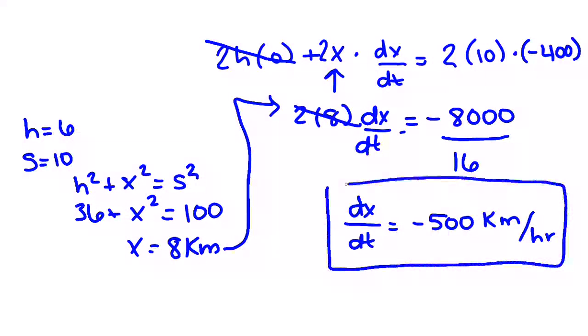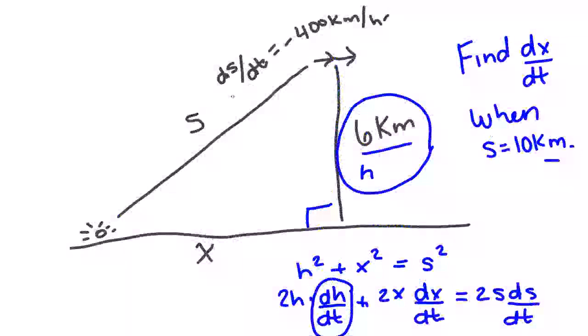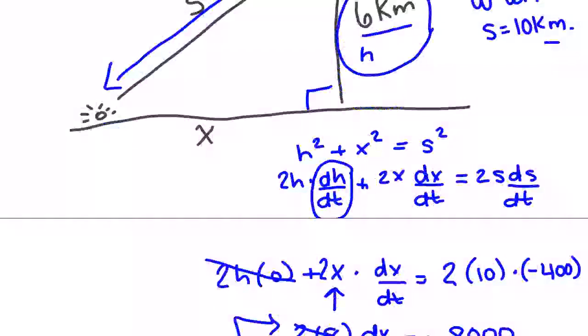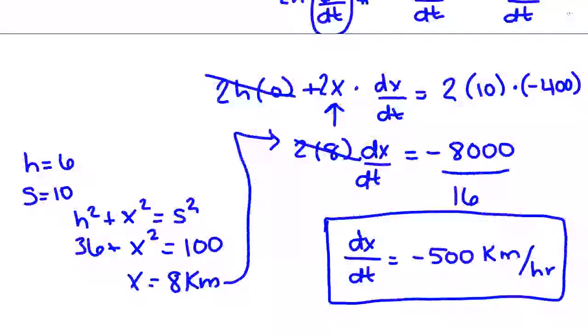Now we can look back at the picture and see if our answer makes sense. They told us that ds over dt is negative 400 kilometers per hour. So that means that the plane is getting closer and closer to this radar tower at a rate of 400 kilometers per hour. But it's maintaining this constant height of 6 kilometers. So does it make sense that this ground distance should be changing at a rate of 500 kilometers per hour? I think that number makes sense to me.